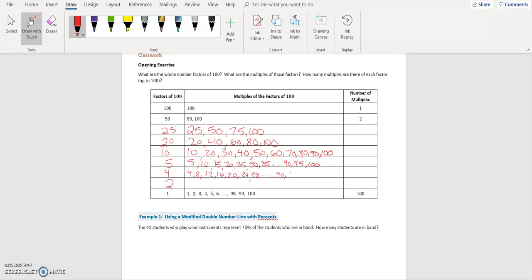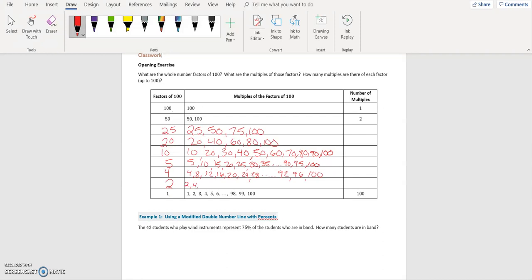Whoops, it's not 90. Oh, it is. No, it's not. It's 92. That's what I want. 92. 96. 100. And then 2s.